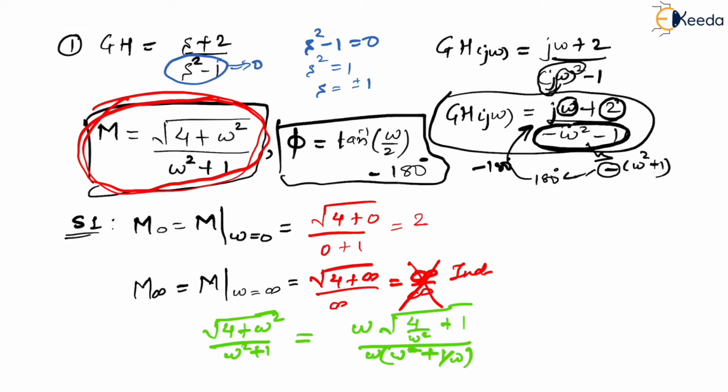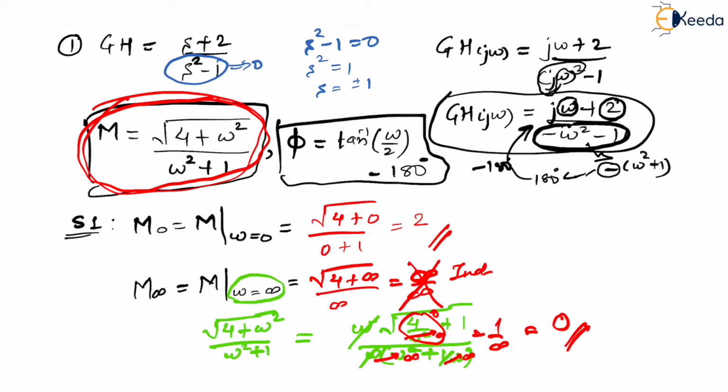So if you just place this omega, now if you apply omega equal to infinity, this omega gets cancelled. Inside, this becomes infinity, so this complete term becomes 0, right? Similarly here, this term becomes infinity, so infinity plus 0, which is infinity, and this is nothing but 1 by infinity, which is nothing but 0. So you understand that M infinity is equal to 0, whereas M0 was 2.